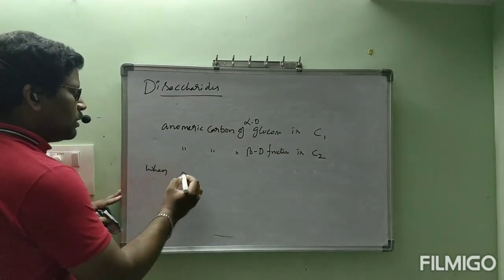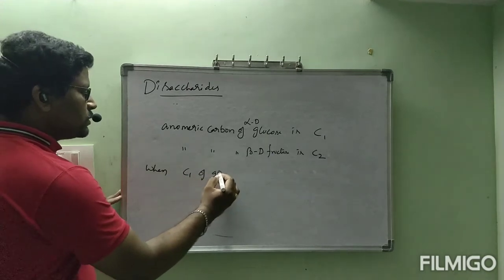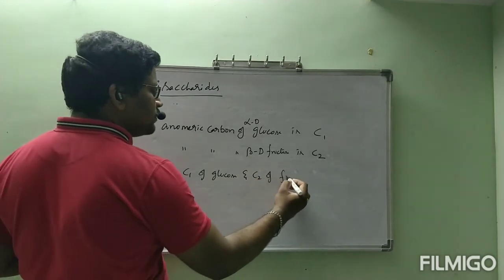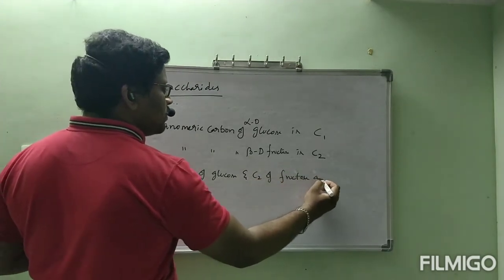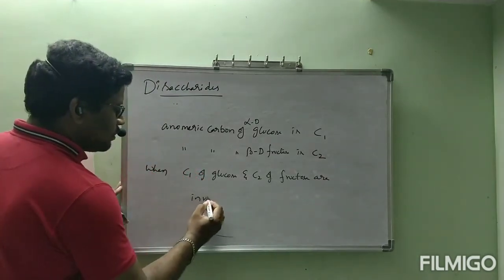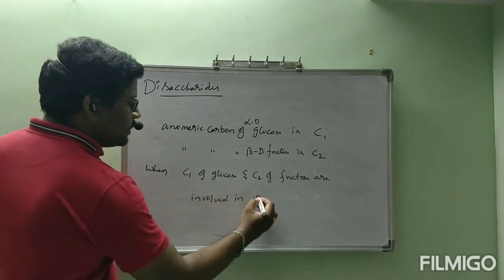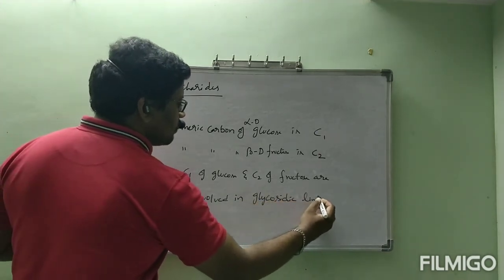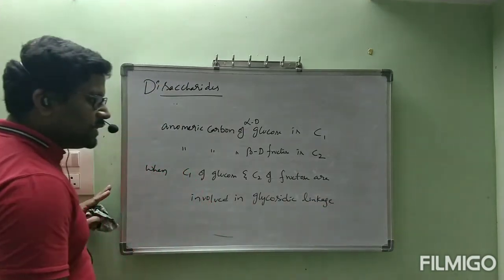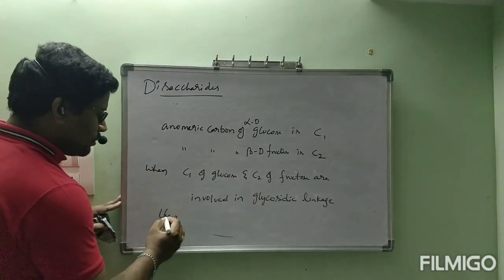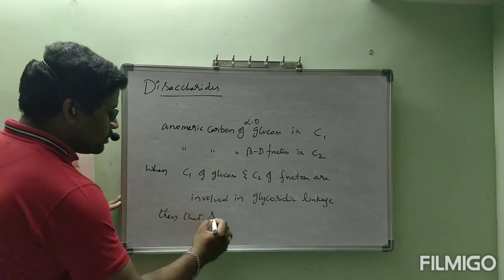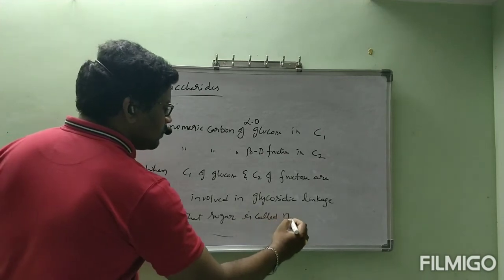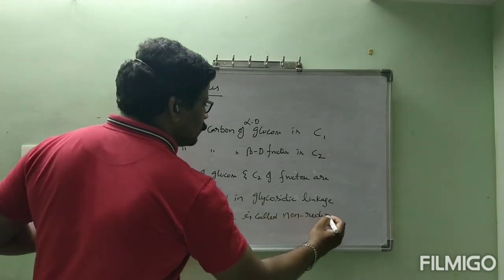When C1 of glucose and C2 of fructose are involved in the glycosidic linkage, then that sugar is called a non-reducing sugar.